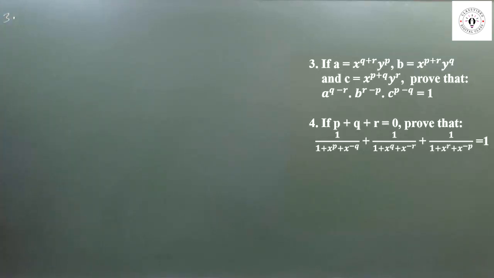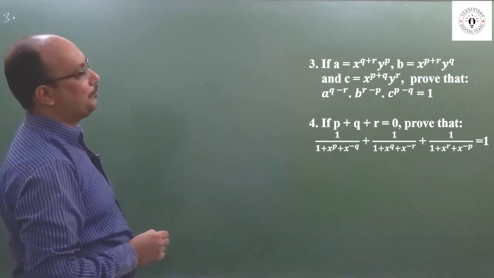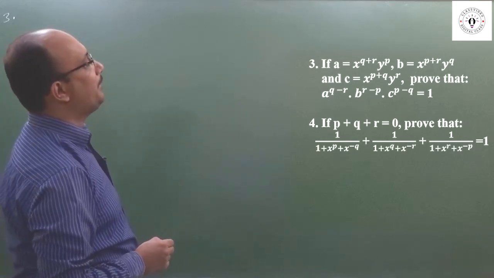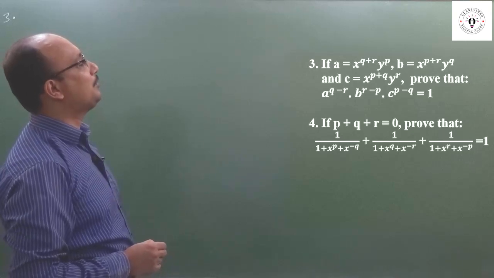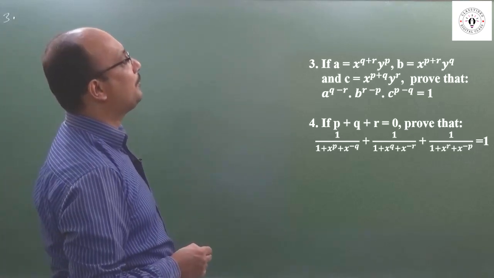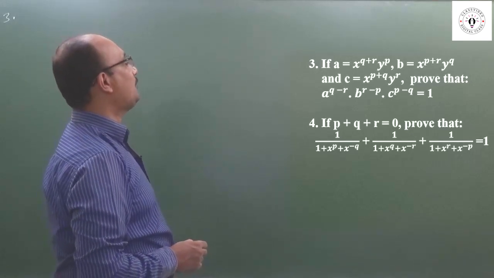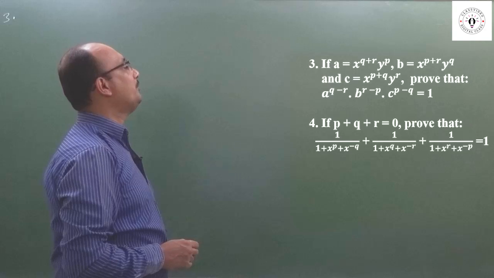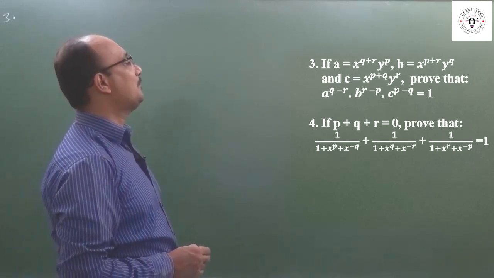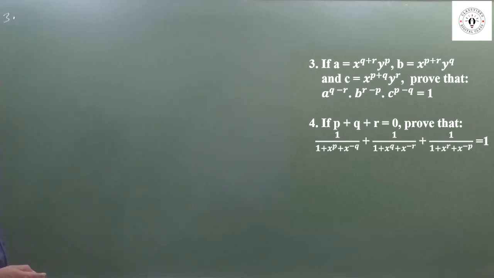3 number question. The question is, if a equals x to the power q plus r into y to the power p, b equals x to the power p plus r into y to the power q, and c equals x to the power p plus q into y to the power r, then we have to prove that a to the power q minus r into b to the power r minus p into c to the power p minus q equals 1. If means, my dear student, condition or given.